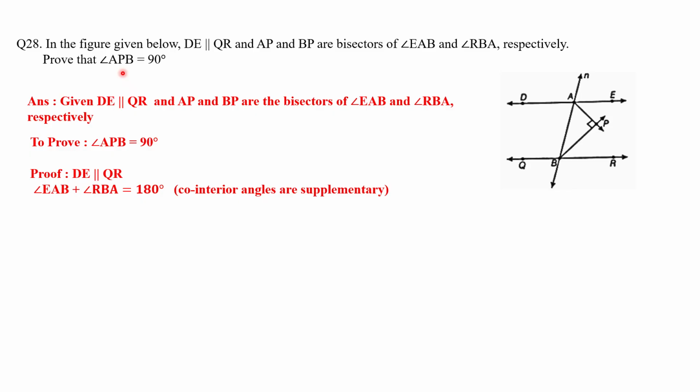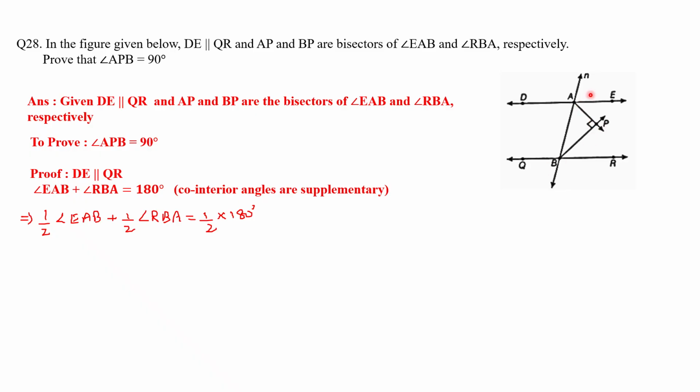To start proving it, first I will take DE and QR as parallel, so the co-interior angles will be supplementary. So, angle EAB plus angle ABR will be 180. Now, I am going to take half on both sides. So, half of angle EAB plus half of angle RBA is equal to half of 180 degrees. Now, why did I take half on both sides? Because I have to prove this is 90.